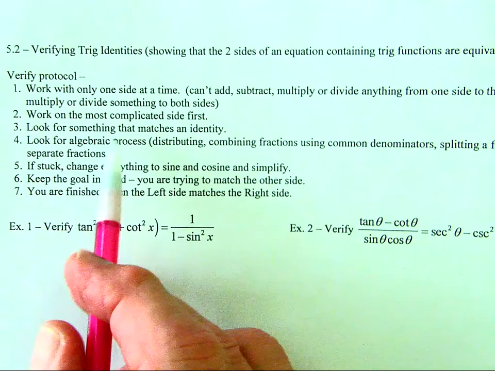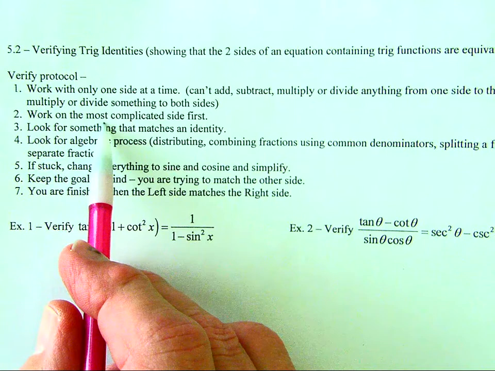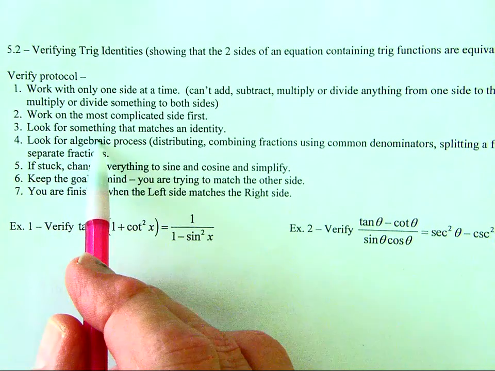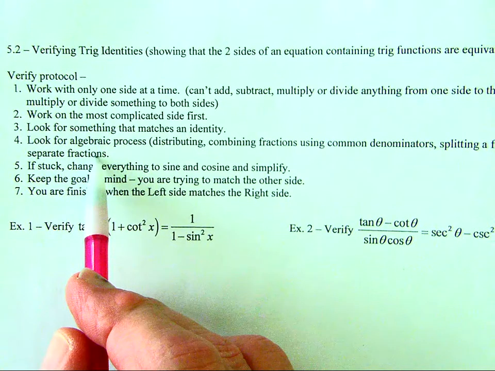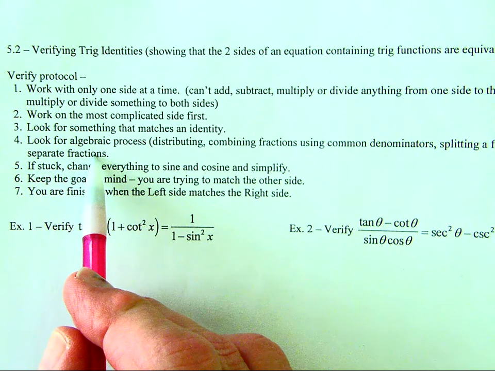The general guideline is usually start with the most complicated side first, because that's the one you can usually use the most of. You're going to use that identity sheet a lot. You're looking for something that matches an identity. Then you look for something that you can do algebra-wise. Maybe you distribute. Maybe you get common denominators and add two fractions together. Maybe you do the opposite. You have a fraction that you can split into separate fractions.